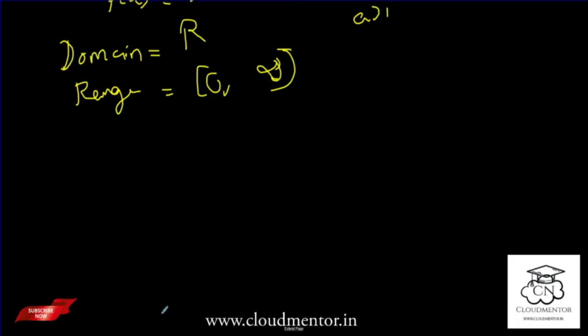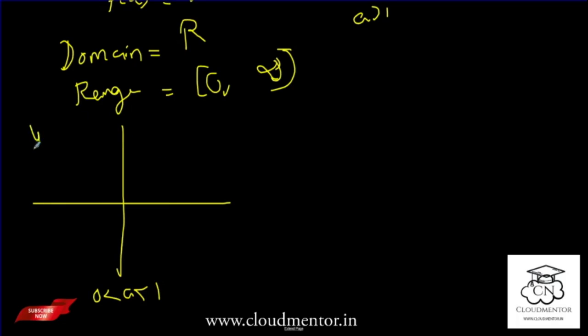First, it is a decreasing function for a between 0 and 1, that is 0 less than a less than 1. Decreasing function is like this. It is y equal to a raised to x. This is the equation of the exponential function, and the graph is like this, and it intersects at 0, 1. This point is (0, 1).